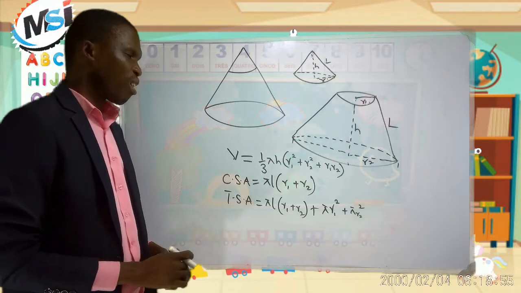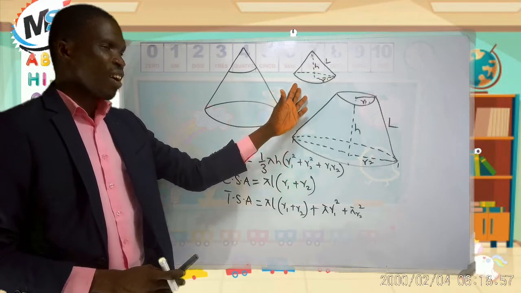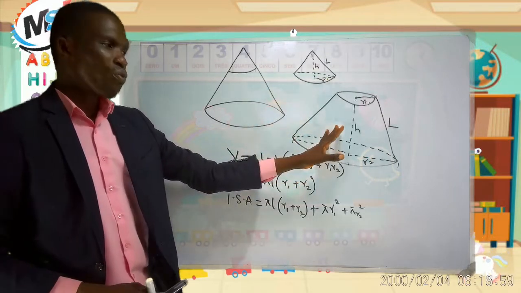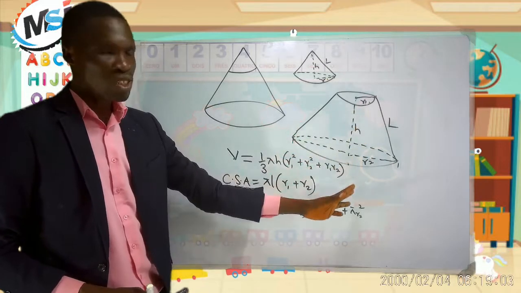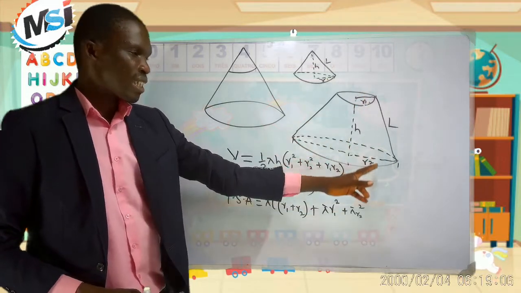Let me come all over again. This is a cone and this is a frustrum. In a frustrum we have two radii, R1 and R2.